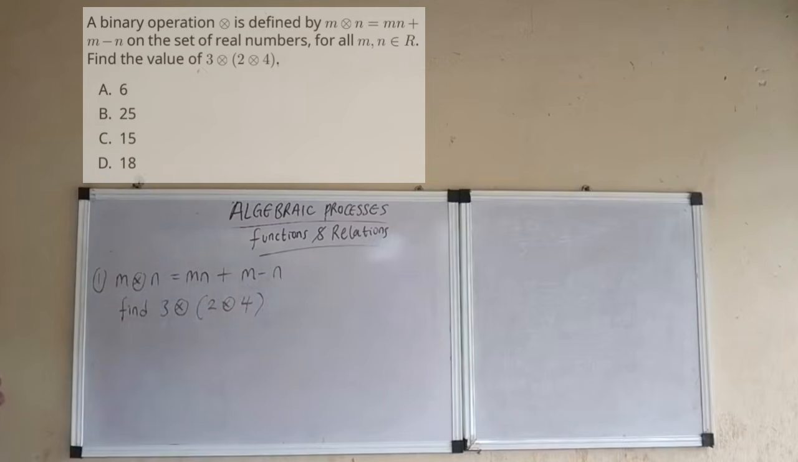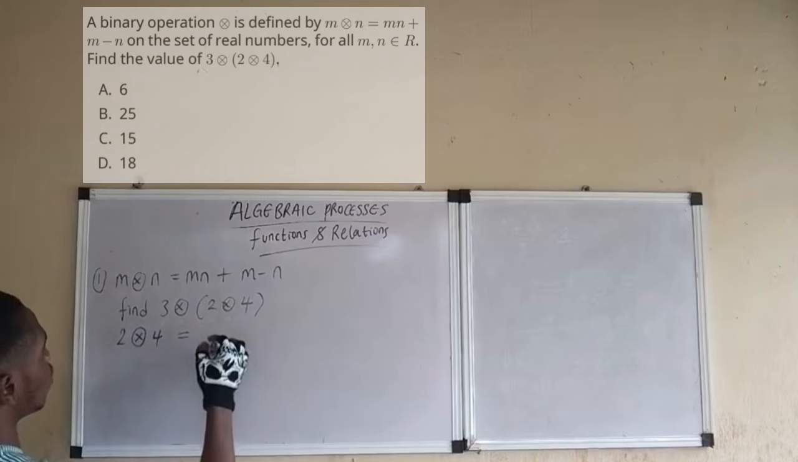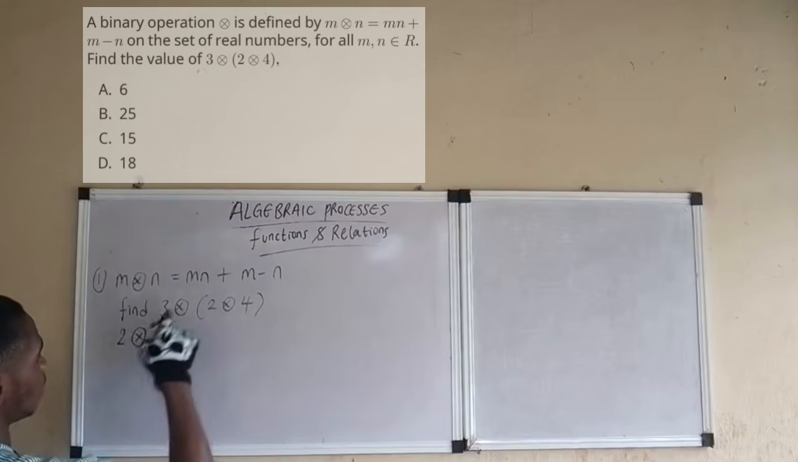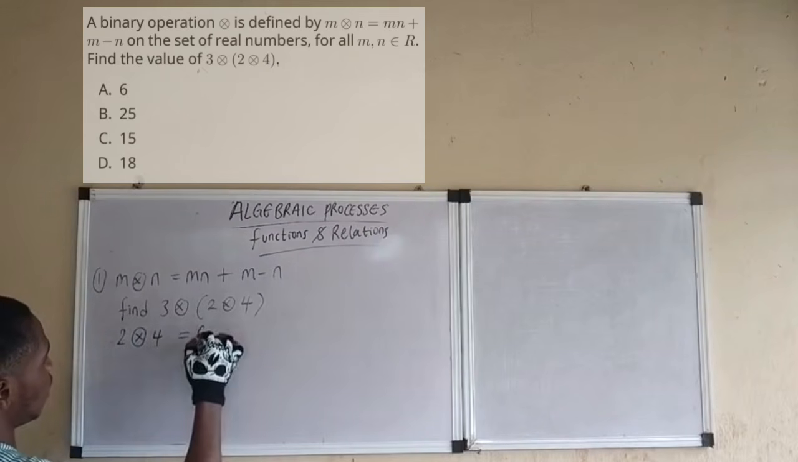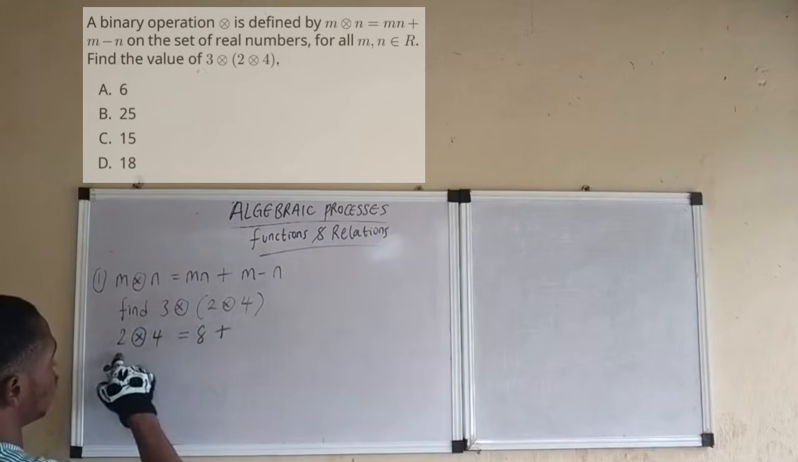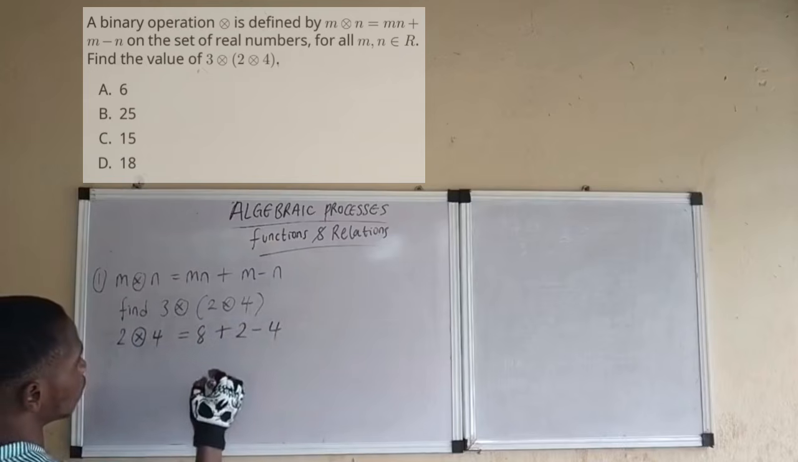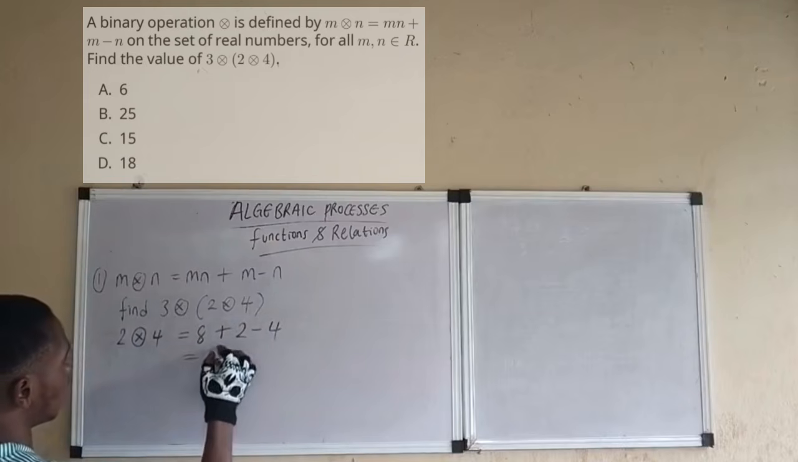So what you have to do first of all is to solve what you have in the bracket. All right. So we'll solve for 2 times 4 in this respect. We're just calling the operation times, but it's not times. So it will be given as what? 2 times 4. mn means multiply 2 by 4. That's what? 8. Plus, what is m minus n? 2 minus 4. So this is 10 minus 4, and that's 6.